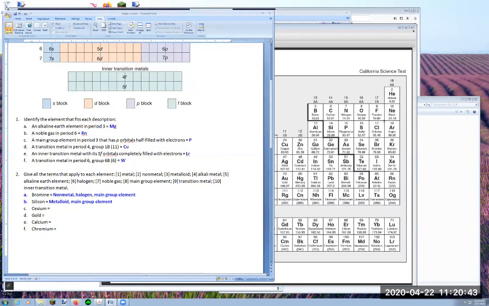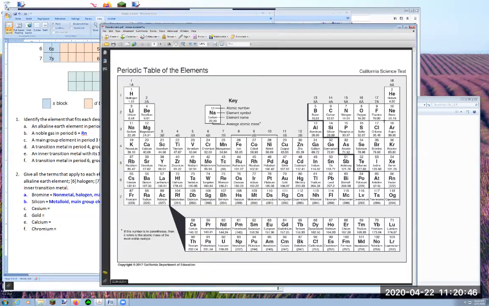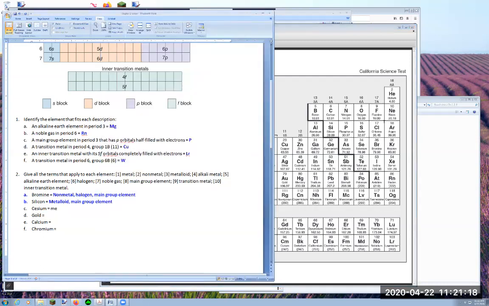Cesium. Find cesium in the periodic table. Cesium, here on the left. Do you see it? So cesium, atomic number 55. So is it a metal, non-metal, or metalloid? Yes, that's a metal. It's on the left side of the periodic table there.